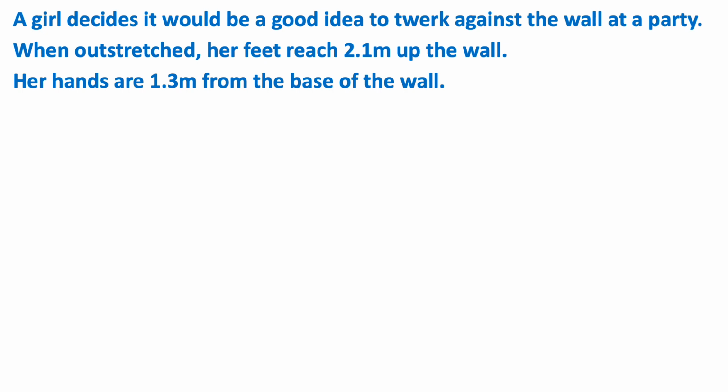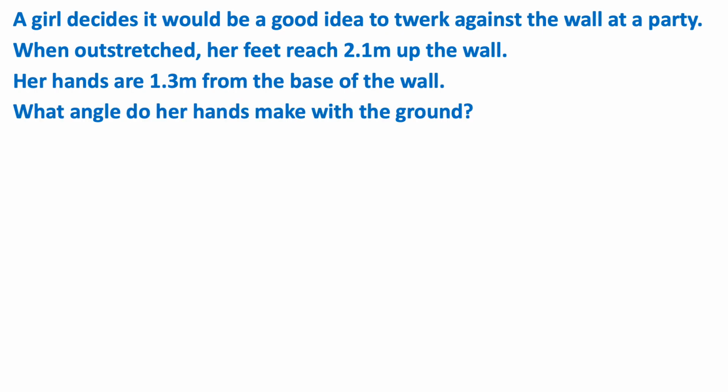So picture what it would look like if she's twerking up against the wall. Her hands are going to be on the floor. So it's 1.3 meters away from the base of the wall. And I'm asking you to find out what angle do her hands make with the ground. So we're finding an angle, you're going to have to put a theta somewhere. What angle do her hands make with the ground? Put a theta wherever her hands meet the ground.